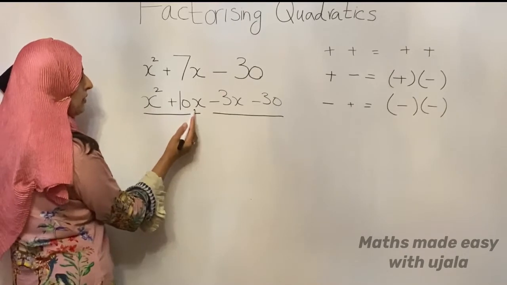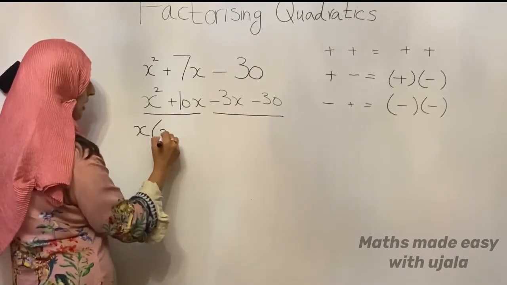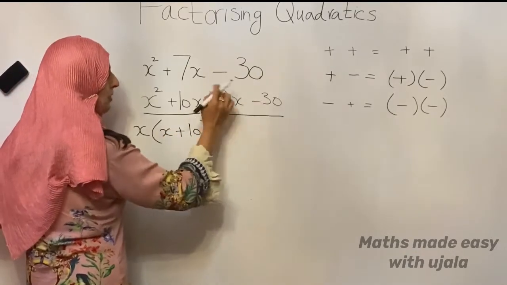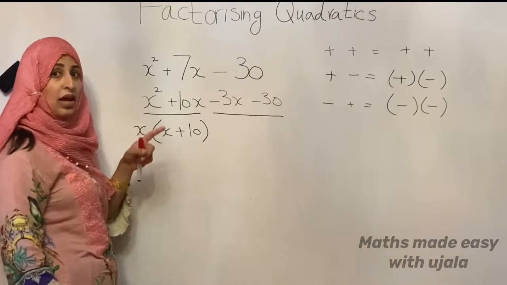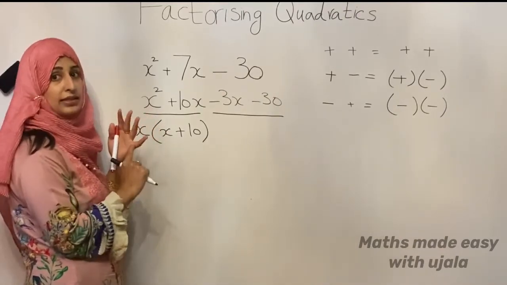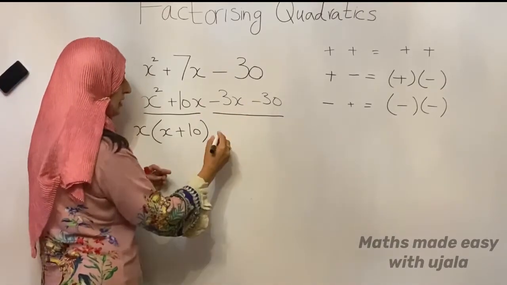In x squared, what is common? X is common, with x left over here. What is common in these two terms? Now there are signs, numbers and letters. What is the common sign between these two? Minus sign, minus.